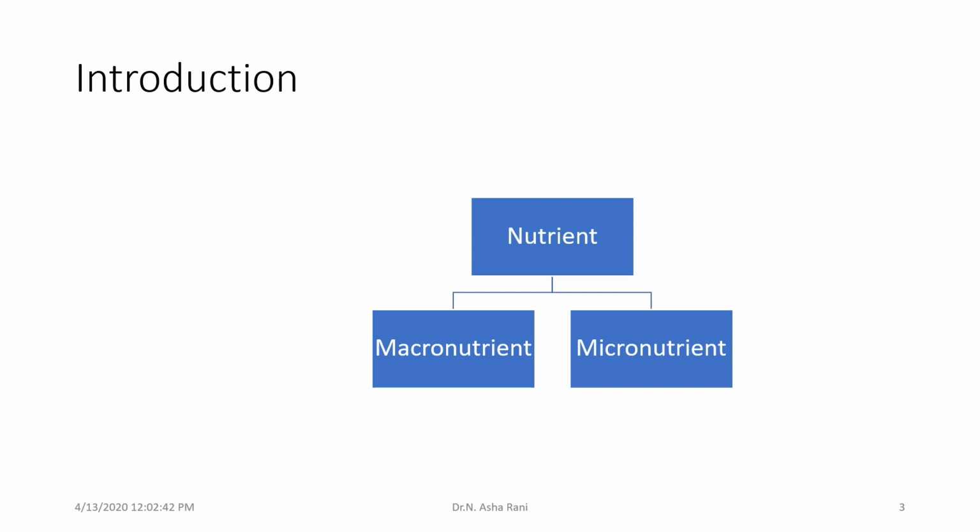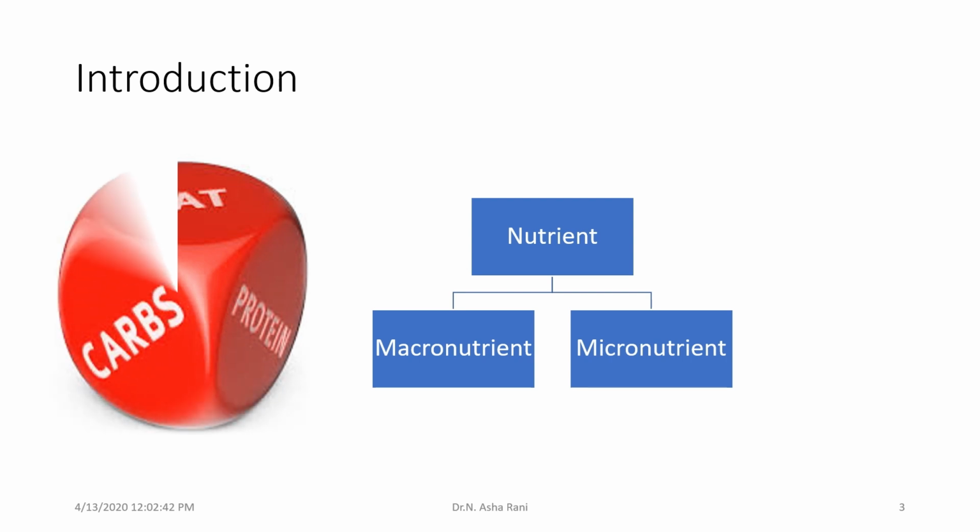Nutrients are the substances in the food that are required for provision of energy, growth, and regulation of body processes. Based on daily requirement, nutrients are classified into macronutrients and micronutrients. Macronutrients are required in large amounts, that is in bulk quantities, and they mainly provide energy. Macronutrients include carbohydrates, lipids, and proteins. They are also called proximate principles since they form the bulk of food together with water.